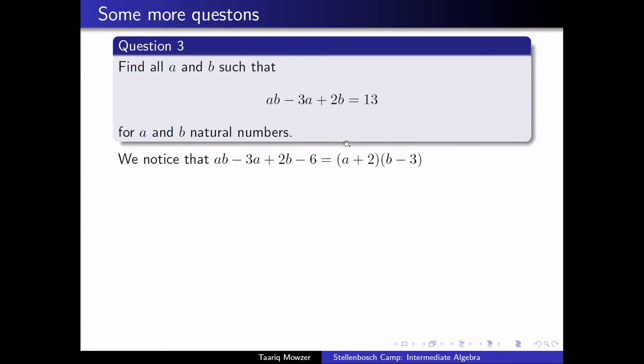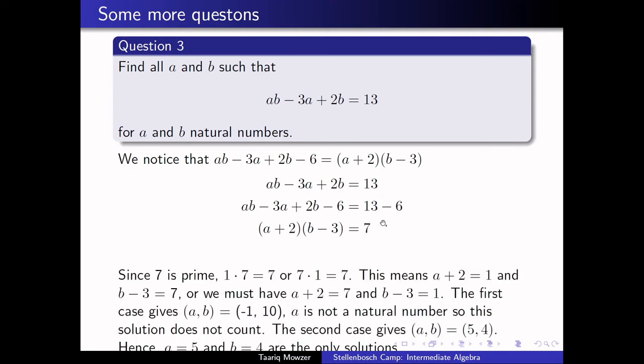So how do we use that? Because this isn't exactly this. Well, we start with our equation. We then subtract 6 from both sides, because we're affecting both sides of the equation, so it's still valid, to get the terms that we need. Then we can factorize. 13 minus 6 is 7.